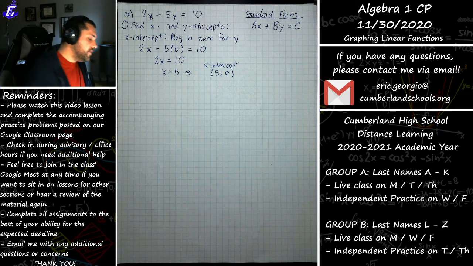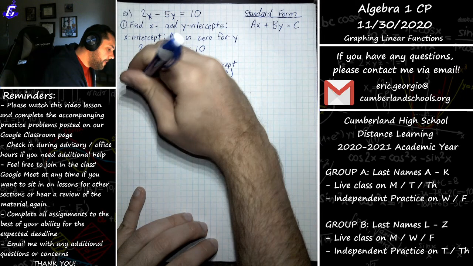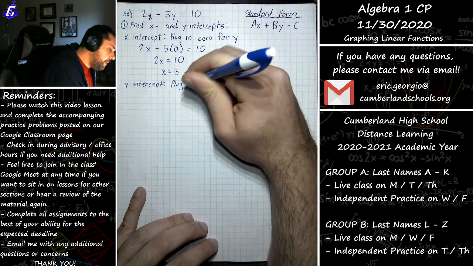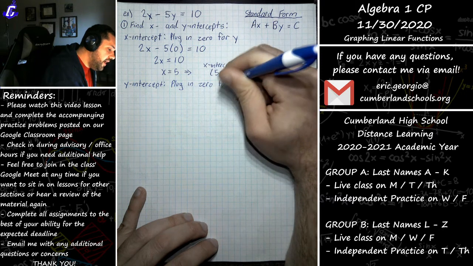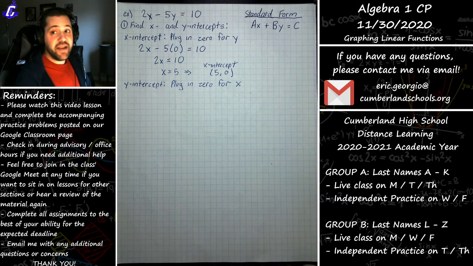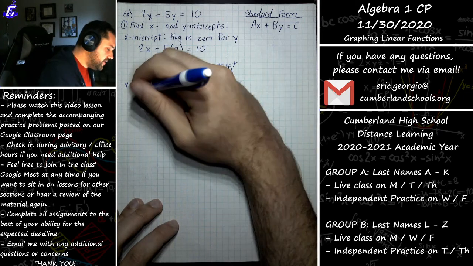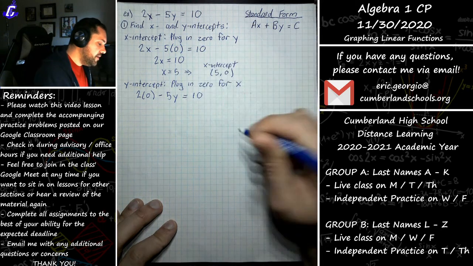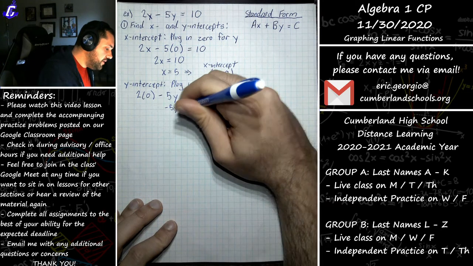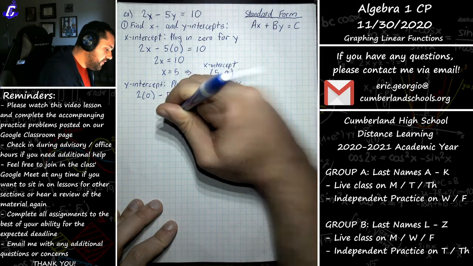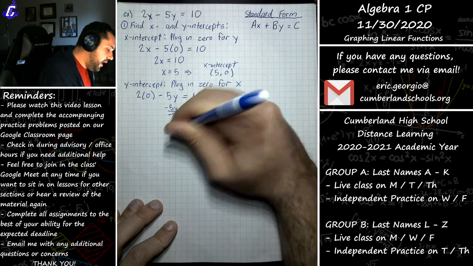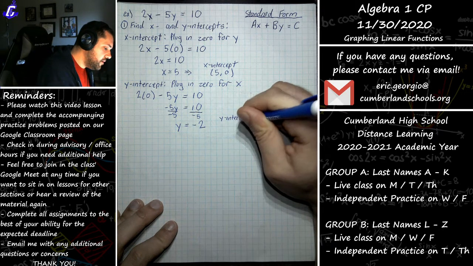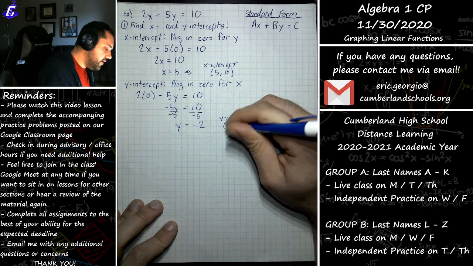Okay? To find your Y-intercept, you can plug in 0 for x, because conversely, any point on the Y-axis would have an x coordinate equal to 0. I would say 2 times 0 minus 5y is equal to 10. So that means negative 5y is equal to 10. We would divide both sides by negative 5 to undo that multiplication and end up with y equals negative 2, meaning that our Y-intercept would be 0, negative 2.